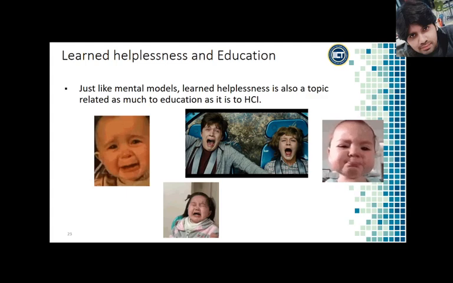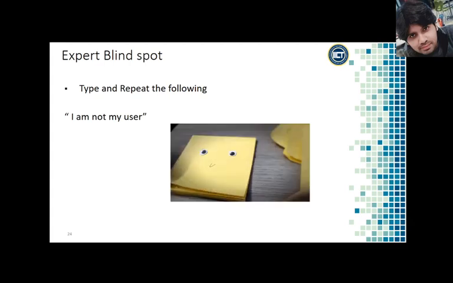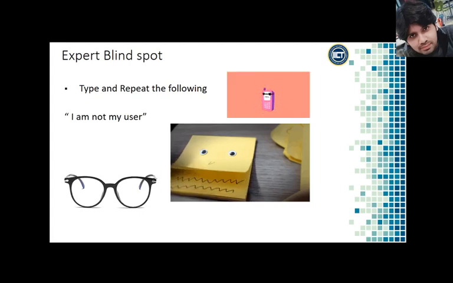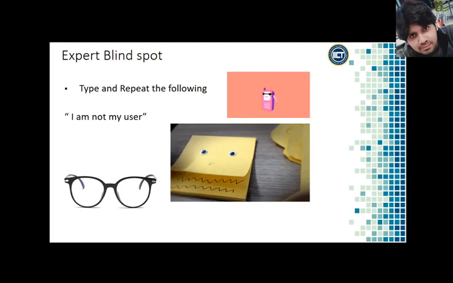Now, let's do an exercise. Type and repeat the following: I am not my user. If you are really serious about being an interface designer, write it on a post-it note and stick it to your monitor. If you wear glasses, write it on the inside of the lens. Record yourself saying it on your phone and set that as your ringtone. Do whatever you have to do to remember this rule: I am not my user.